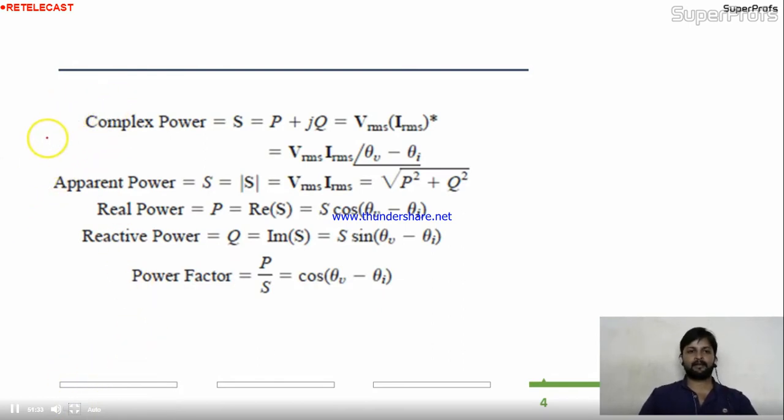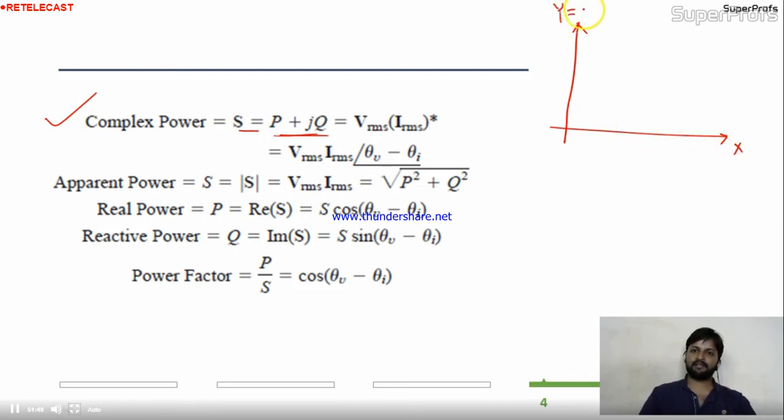So come to the final sum up of the power. The complex power is P plus Qj. If you take it on the axis, suppose this is the x-axis and this is the y-axis, the y-axis shows the imaginary part and x shows the real part. On the real part we have P, right? On the imaginary part we have Q, this is Qj, correct? The resultant of this is nothing but S. So this is S, this is Q, and this is P.